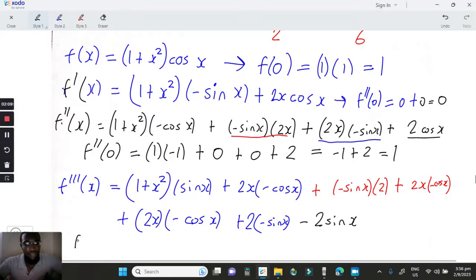So now we can find out the triple derivative. Plug in 0 here. Sine 0 is 0. Anything times 0 is 0. 2 times 0 is 0. Sine 0 times 2 is 0. 0. 2 times 0 is 0.